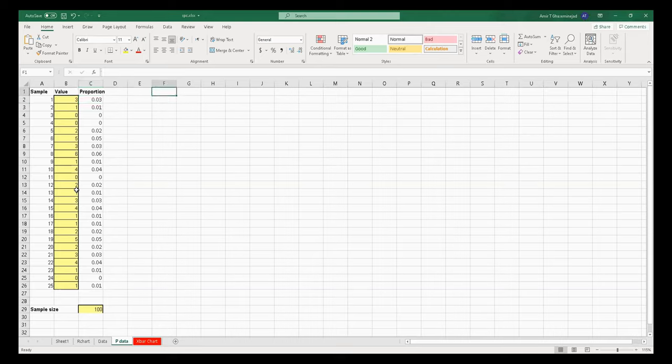So we have to find the center line. Let's call it P bar. We need the upper control limit, lower control limit, and everything. So P bar would be the average of all of the proportions.